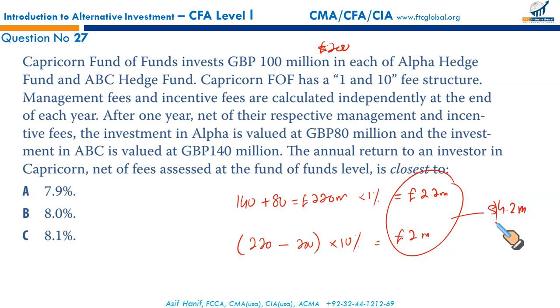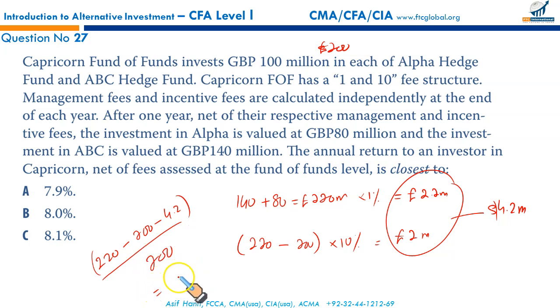Now if you want to calculate the investor's net return, it's going to be the final value of the fund of funds, 220, less the initial value, less the total fee paid to Capricorn, that is 4.2 million. So that will give you the net return based upon the initial value of the fund of funds, 200. If you do the computation, that will give you about 7.9%. That is A.